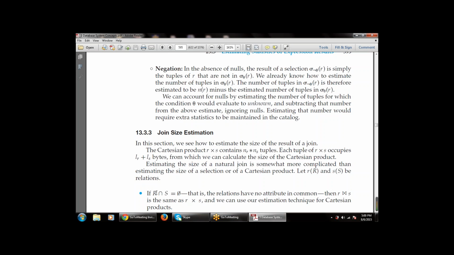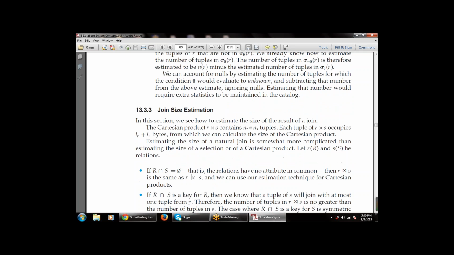If R intersection S equals phi, that is, the relations have no attributes in common, then r natural join s is the same as r times s, and we can use our estimation technique for the Cartesian product.